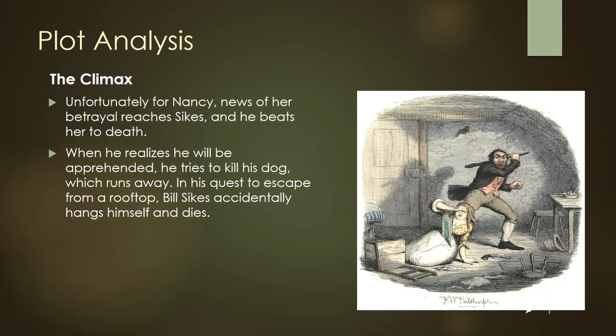Unfortunately for Nancy, news of her betrayal reaches Bill Sykes, and Bill Sykes beats her to death. When he realizes he will be apprehended, he tries to kill his dog for fear that the dog will help in identifying him. The dog, however, runs away. In his quest to escape from a rooftop, Bill Sykes accidentally hangs himself and dies.